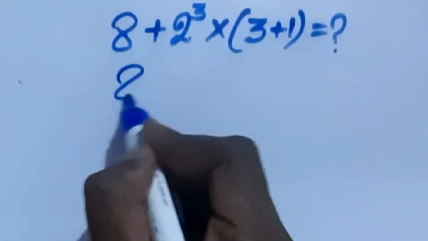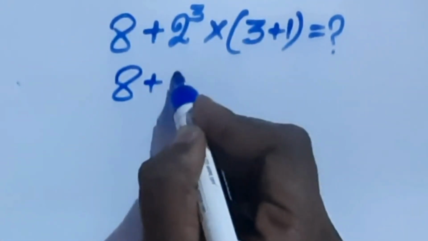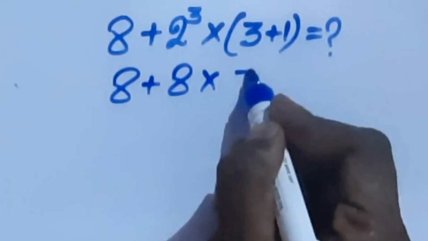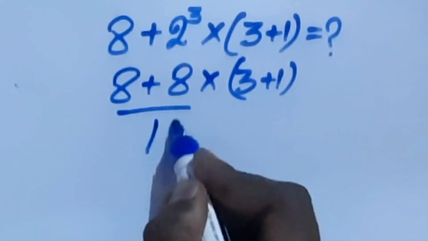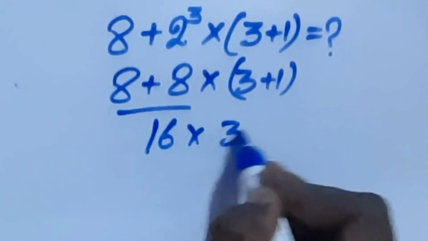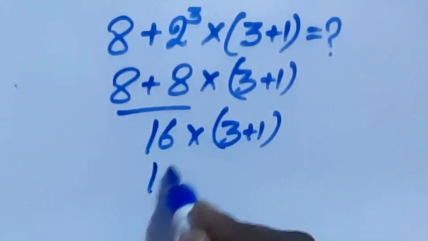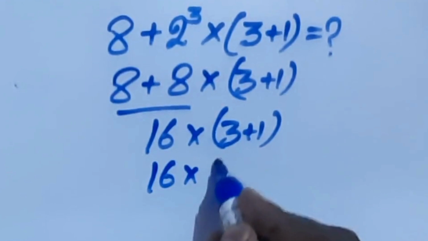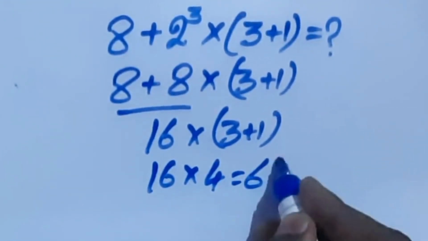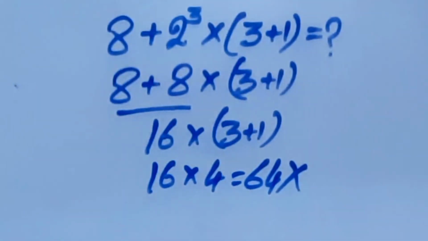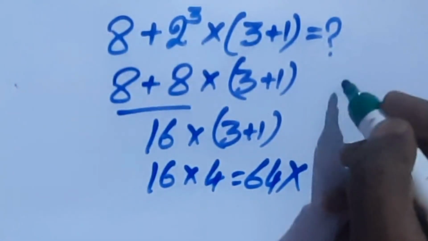I guess here 8 plus 2 power 3 is 8 times here 3 plus 1 in bracket. Here 8 plus 8 is 16 times 3 plus 1 in bracket. Here 16 times 3 plus 1 is 4. Here 16 times 4 is 64, which is the wrong answer. As per this order of operation, this 64 is the wrong answer.